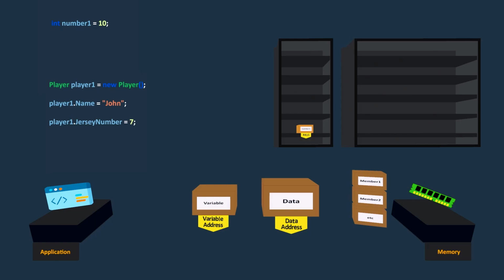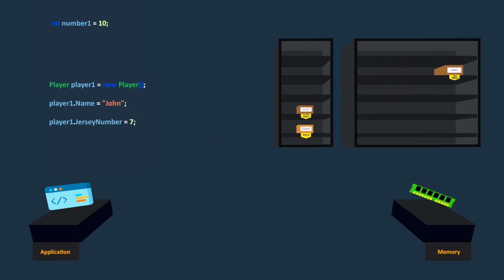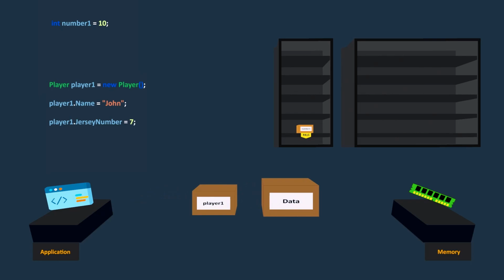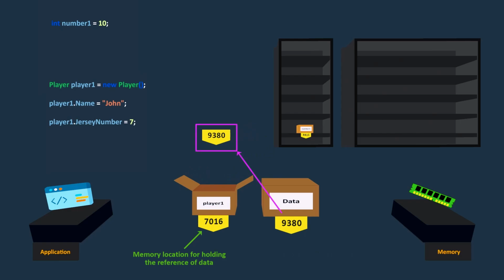When we create a reference type variable such as the player variable, two memory locations are allocated, one for storing the actual data and another for holding the reference or memory location of that data. In this scenario, when the player1 variable is initialized, two memory locations are allocated. The first one is for holding the actual data with a specific memory location, and the second one is for the player1 variable which holds the reference or memory location of the actual data.